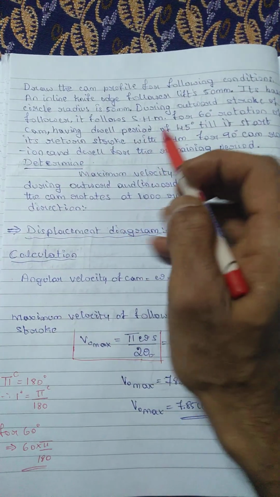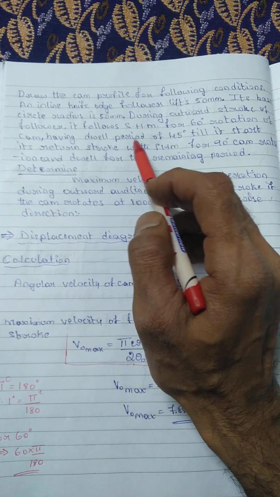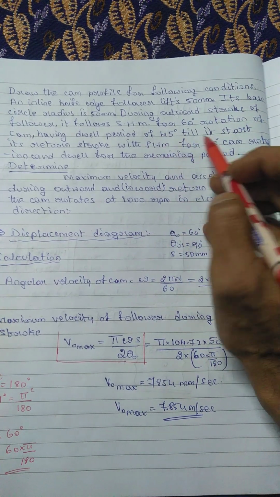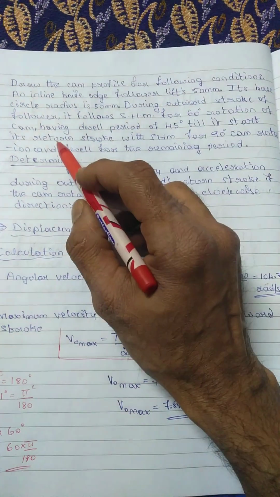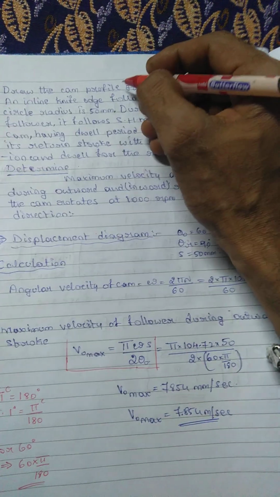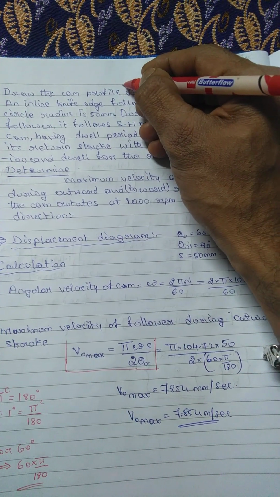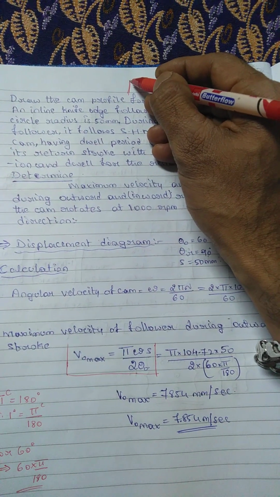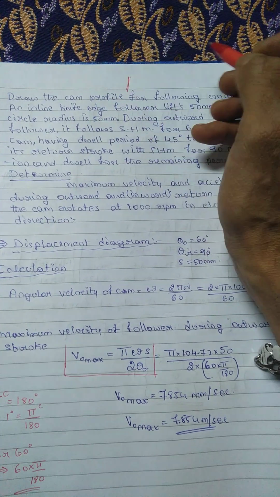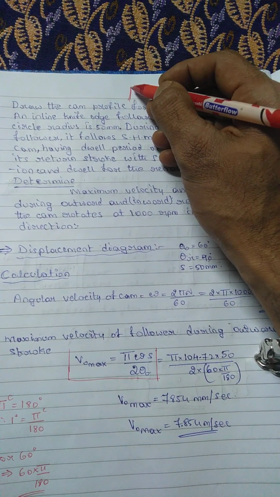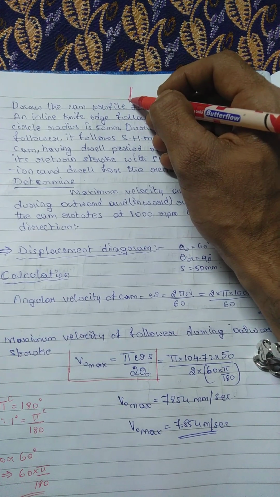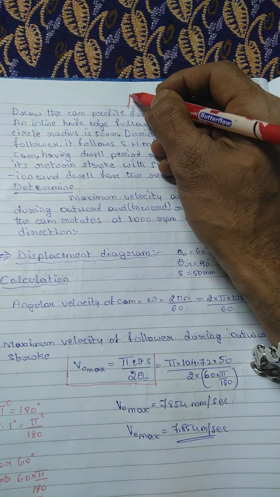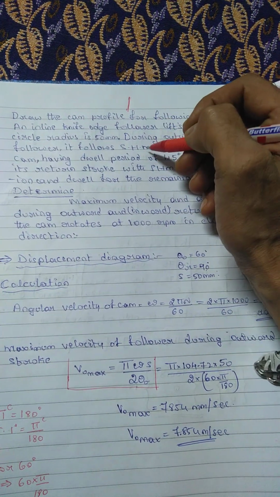Next, the remaining 45-degree will be dwell. Dwell means there will not be any work done. So it is an idle period, that is 45-degree, till it starts a return stroke. That means the follower is lifted 50 millimeters for 60-degree of cam rotation. During the rotation of 60-degree it will go up and remains in its upper position for 45-degree of rotation of the cam.